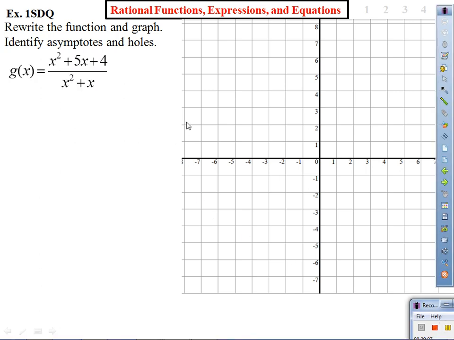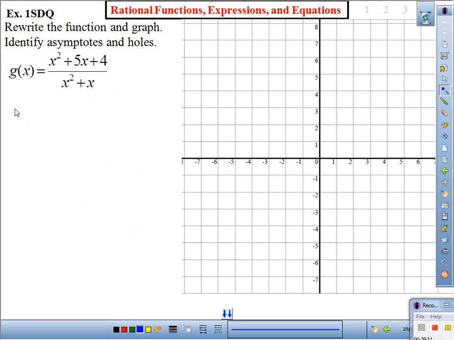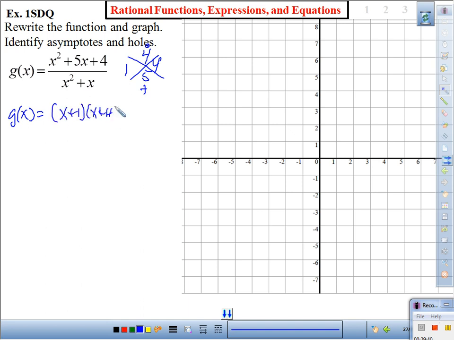Who went last? Leo, pass the one. Michelle, what is the first step? Factor. So that means this one, factors of 4 that add up to 5. 1 and 4, so therefore x plus 1, x plus 4, and the rest you know how to do.